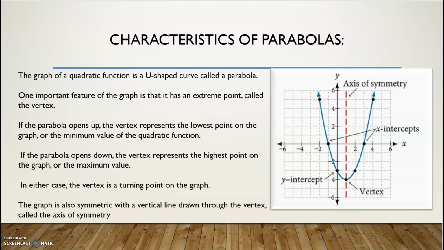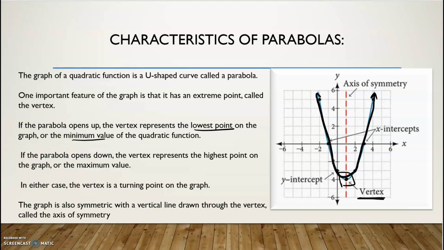One important characteristic of a parabola is that it has an extreme point, either a max or a min, and we call it the vertex. So I have one right here. There's a vertex. If the parabola opens up, like it does here, then the vertex represents the lowest point on the graph, and we call it the minimum value for the function.